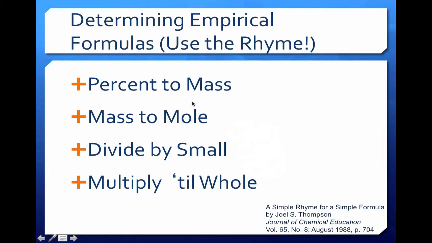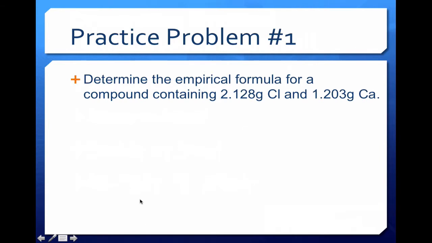So it says determining the empirical formulas. What we do is we use a rhyme. There are 4 steps when we're trying to get from the percent composition to the empirical formula. So it's percent to mass, mass to mole, divide by small, multiply till whole. If you can remember this little rhyme, it'll really help you remember the steps in the order that everything goes in when you're trying to determine the empirical formula.